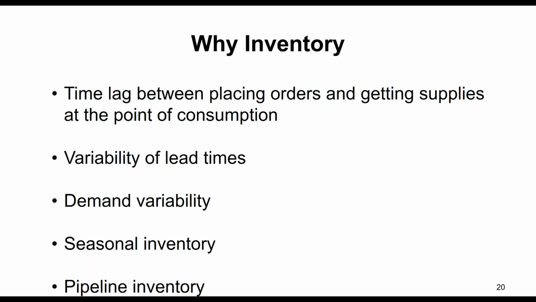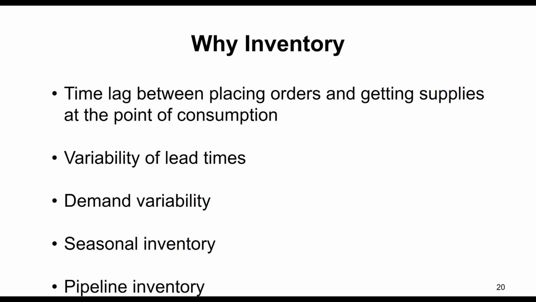So the time lag between placing orders and getting supplies at the point of consumption is very important. Even if as a user I say, okay, I will give you 100 rupees, you give me this product, my product might be coming from a different place, which means that between the time I give my order and you send it to me, there is a lead time. It will not happen immediately. And lead times are variable. Sometimes you get the same product in 5 days, sometimes in 7 days, sometimes in 3 days. So there is no guarantee of those lead times.